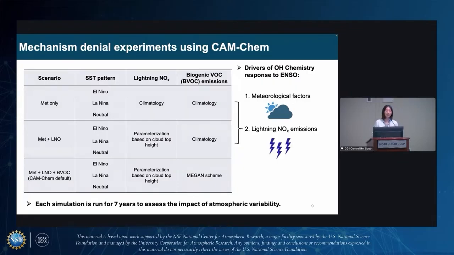And by contrasting the first two scenarios, as well as the last two scenarios, I can further diagnose the impacts solely from the lightning NOx emission and the BVOC emissions. And also for all our model simulations, the biomass burning is prescribed using the SAS emission inventory, so the biomass burning impact is not yet discussed in this talk today.